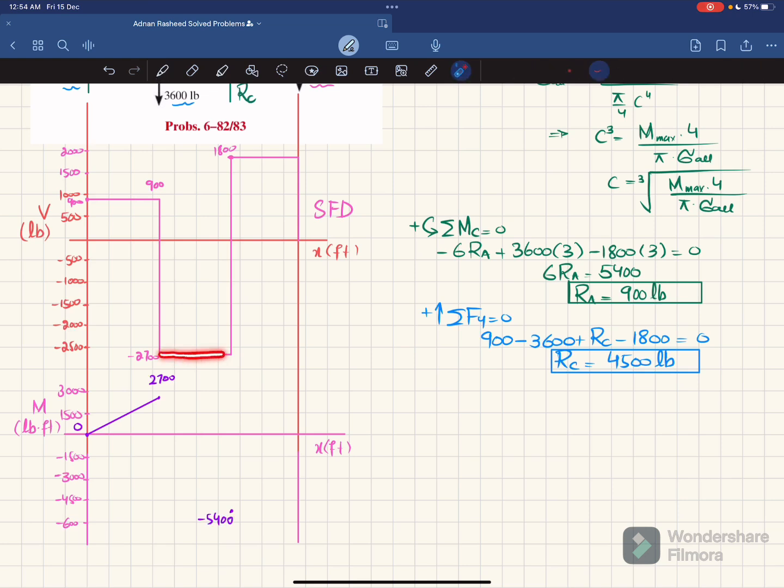Now you can see shear force is a horizontal line, and this area is negative, so bending moment will be a linear line and slope will be decreasing. So we'll join these 2 points using a straight line.